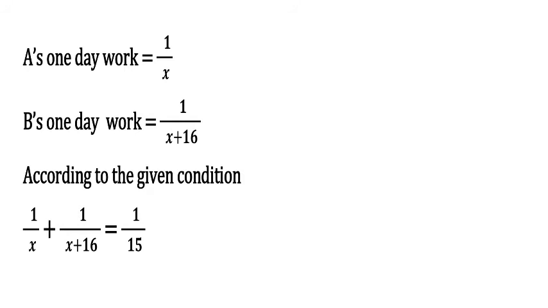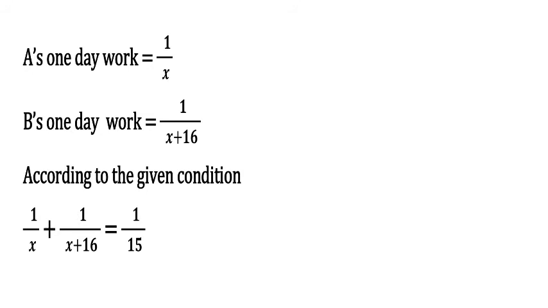The condition is given that A and B working together can complete the work in 15 days. Then what portion of the work can A and B together complete in one day? That is again 1/15. So 15 days are required to complete the work by A and B together. That is the condition we need to represent in the form of an equation.